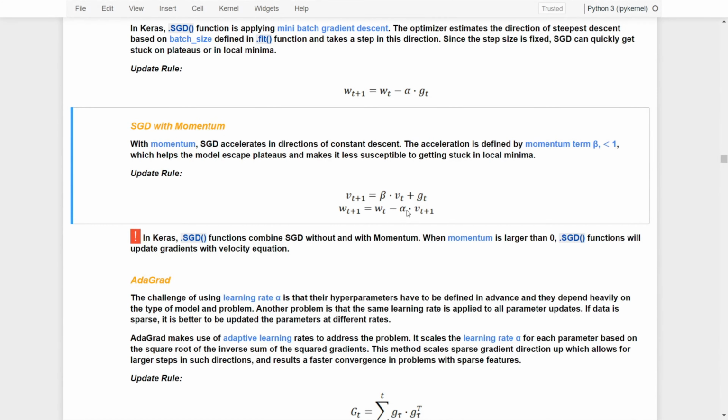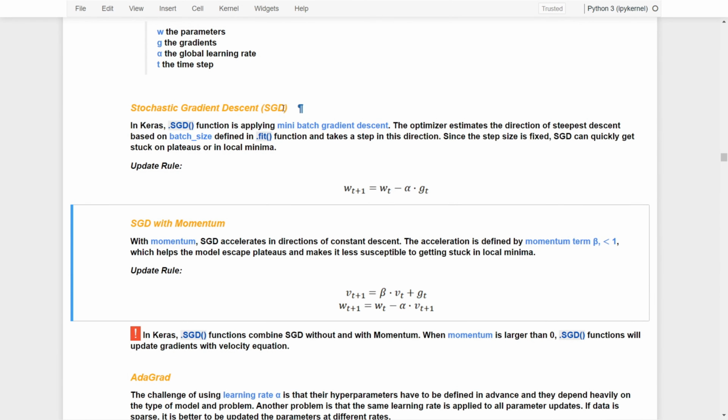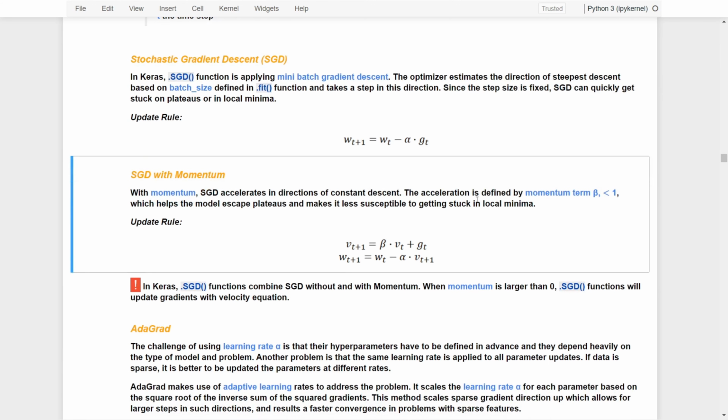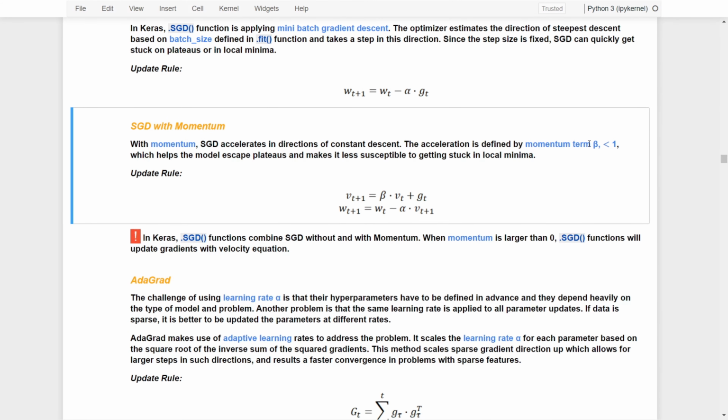You can see that in the update rule, instead of just using the learning rate multiplied by the gradient, now we multiply by a velocity. This velocity is controlled by the momentum term beta, and of course by the gradients. If we set beta equal to 0, the first equation will just give the gradient at time t, and as a result, it will be the same as the original SGD. So if we set the momentum term equal to 0, then the SGD will be without momentum.